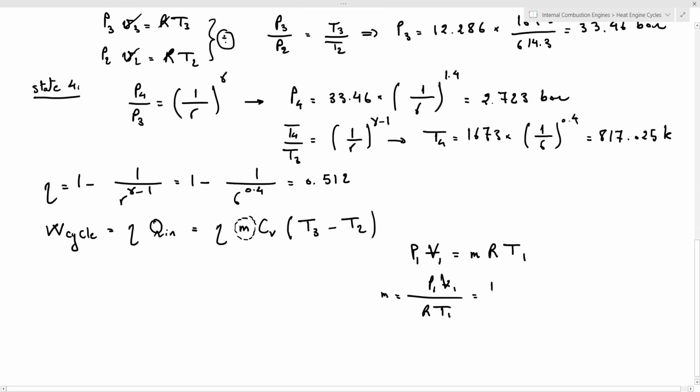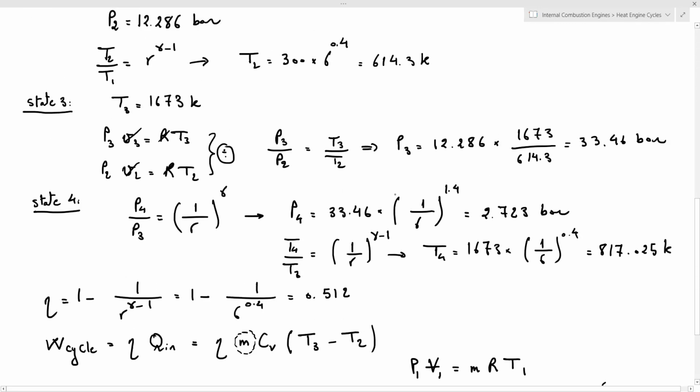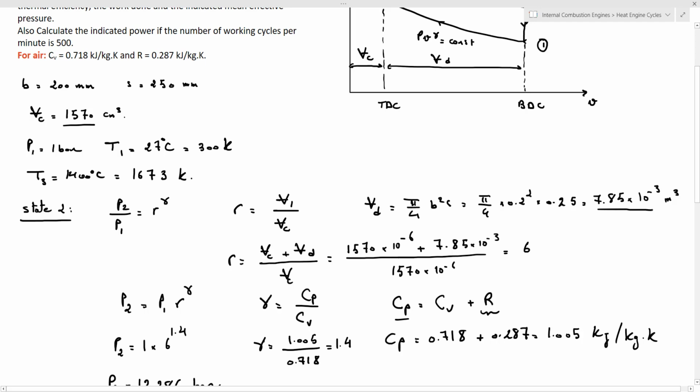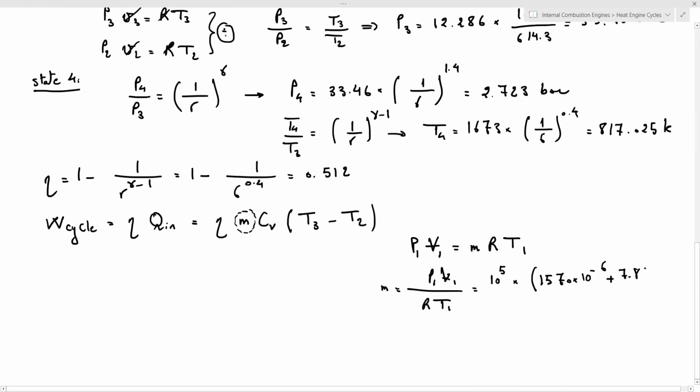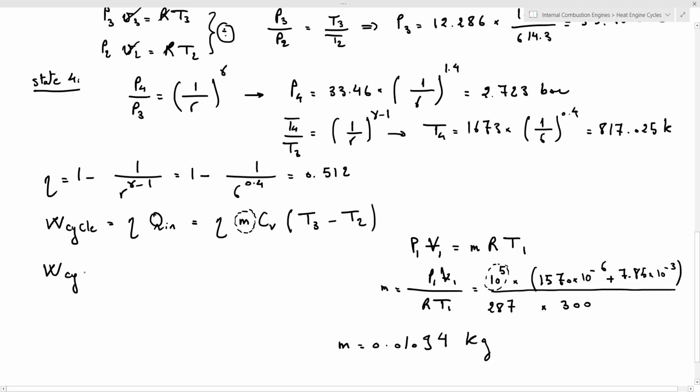The pressure at state 1 is 1 bar, equivalent to 10 to the power 5 Pascal, multiplied by the volume V1, which is the clearance volume, 1570 times 10 to the power minus 6 meter cubed, plus the displacement volume. We have already calculated the displacement volume, which is 7.85 times 10 to the power minus 3 meter cubed, divided by R. R is given to be 0.287 kilojoule. However, since we put the pressure in Pascal, we need to put R in joule, so it is 287 joule per kilogram Kelvin, multiplied by the temperature T1, which is 300 Kelvin. So the mass of air will be 0.01094 kilogram.